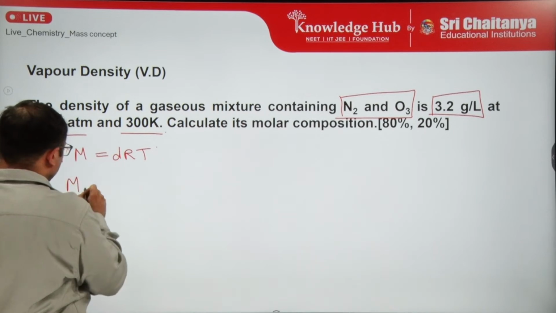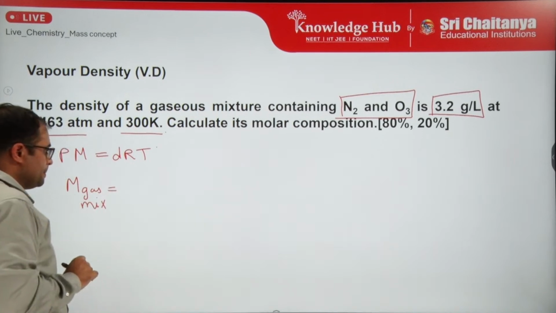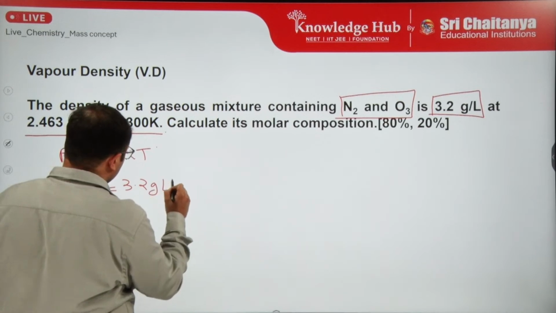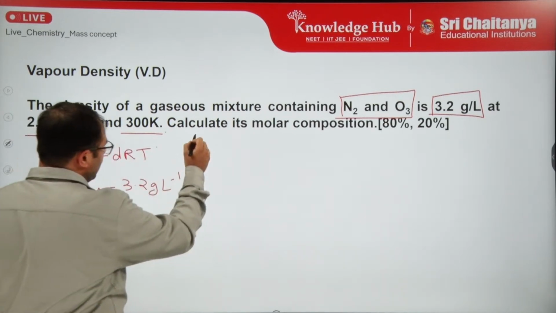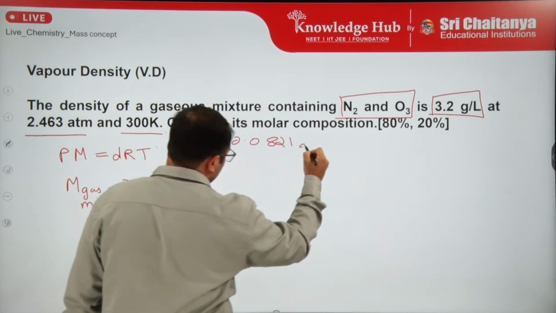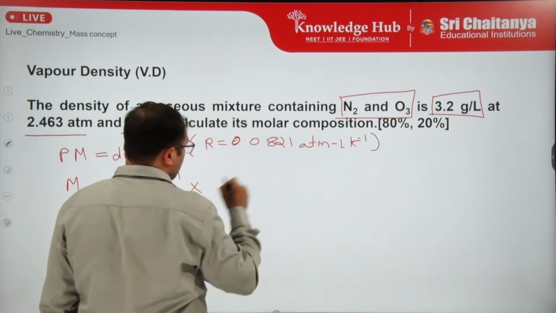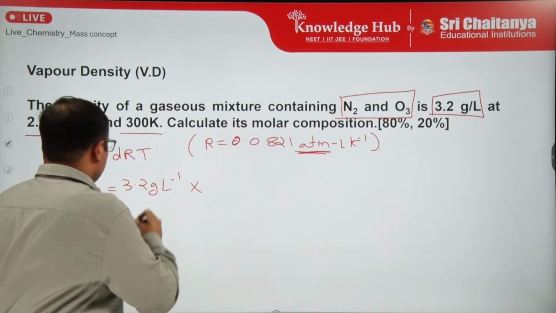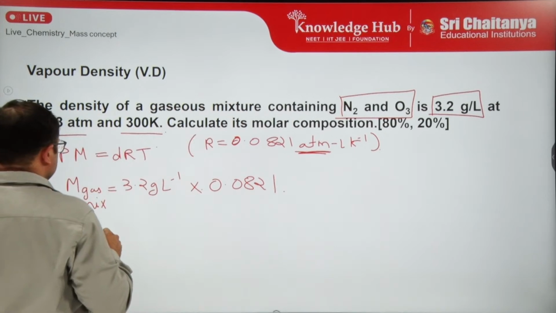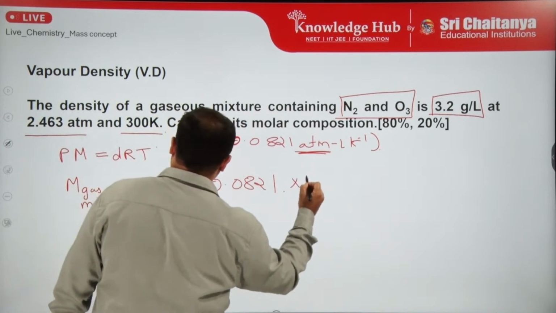From this we can calculate the molar mass of gas mixture. Density is 3.2 grams per liter. See, I did not tell you R is 0.0821 atmospheres liters per Kelvin, right? When you have pressure in atmospheres. So substituting that here, multiply density, R and finally temperature also.